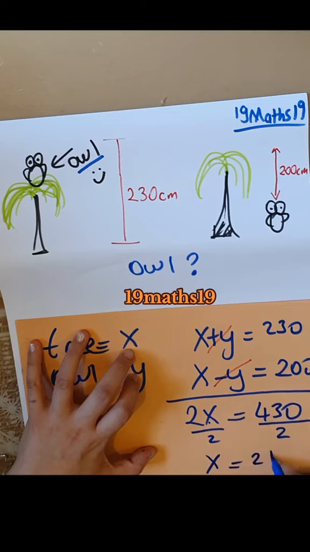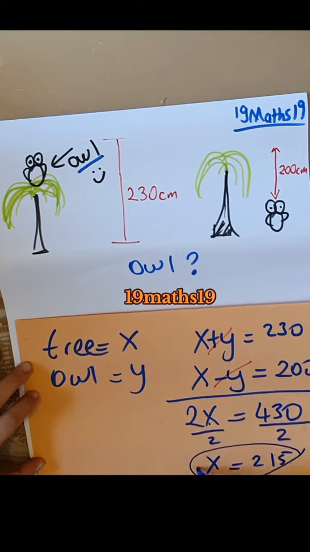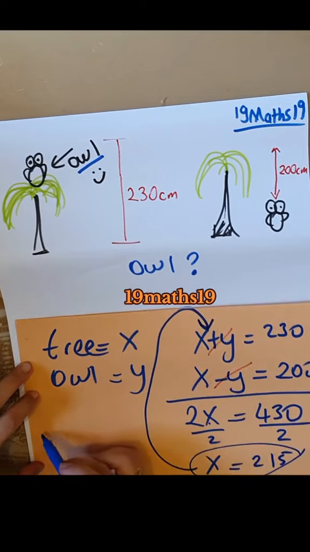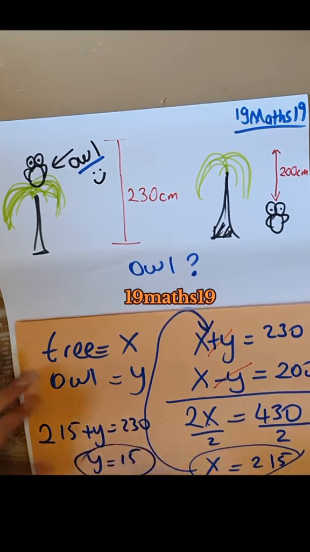X is 215. When x is 215, just plug in here. 215 plus y is 230, y is 15. This is one of the ways. There are many ways.